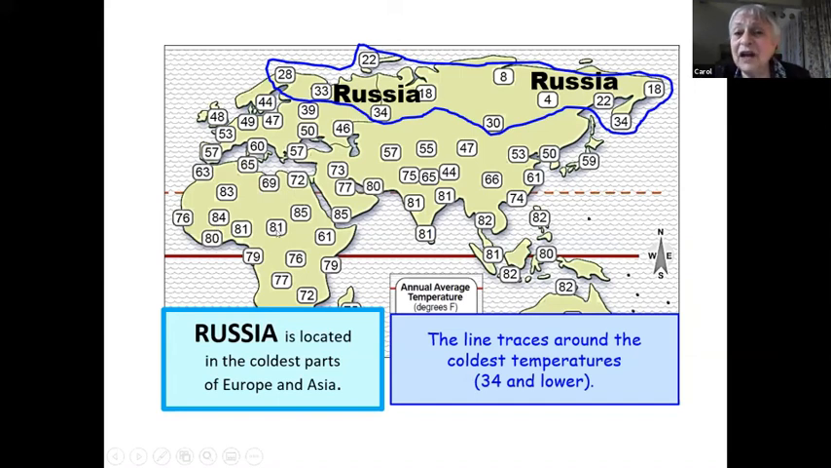Notice in Africa, the average annual temperature is 81 degrees. And then you go to Italy, the average annual temperature is 60 degrees, but you go to northern Russia and the average annual temperature is 18 degrees. It's like, brr, this is just a cold, cold place.